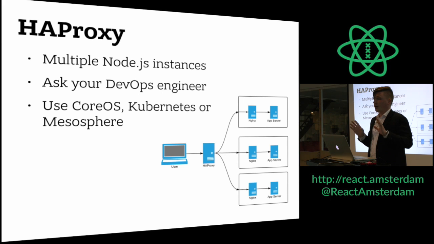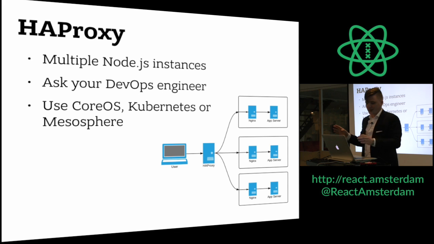And HAProxy. It means you don't use only one instance of your Node.js application. You can ask your DevOps department or DevOps engineer to configure multiple Node.js instances, or you can use CoreOS, Kubernetes, or Mesosphere solutions.